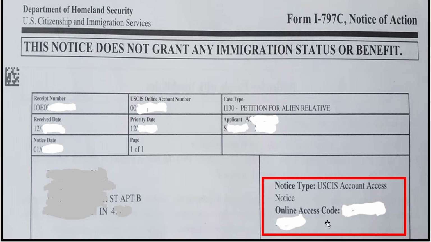And they're going to give you an online access code and instructions on how to log in to your account. As you can see, they already assigned a USCIS online account for you. Even if you did not file your petition online, USCIS decided to process your case online. So they will send you this I-797C as a notice type, USCIS account access with online access code. And then you create your password and you log into your account.